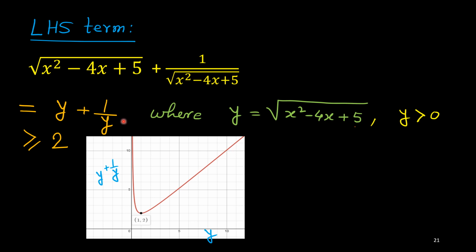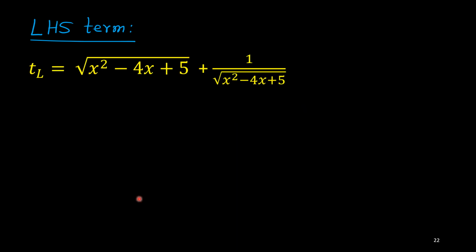Okay. And for low values of y, when y is close to 0, the first term is almost negligibly small, but 1 upon y will be significantly high, and that function, xy equal to 1, means a rectangular hyperbola. So this part is close to a rectangular hyperbola, and this is your straight line. Here you will get the minimum at y equal to 1, and the value is 2. Okay. So now we will consider the left hand side term, the total term.